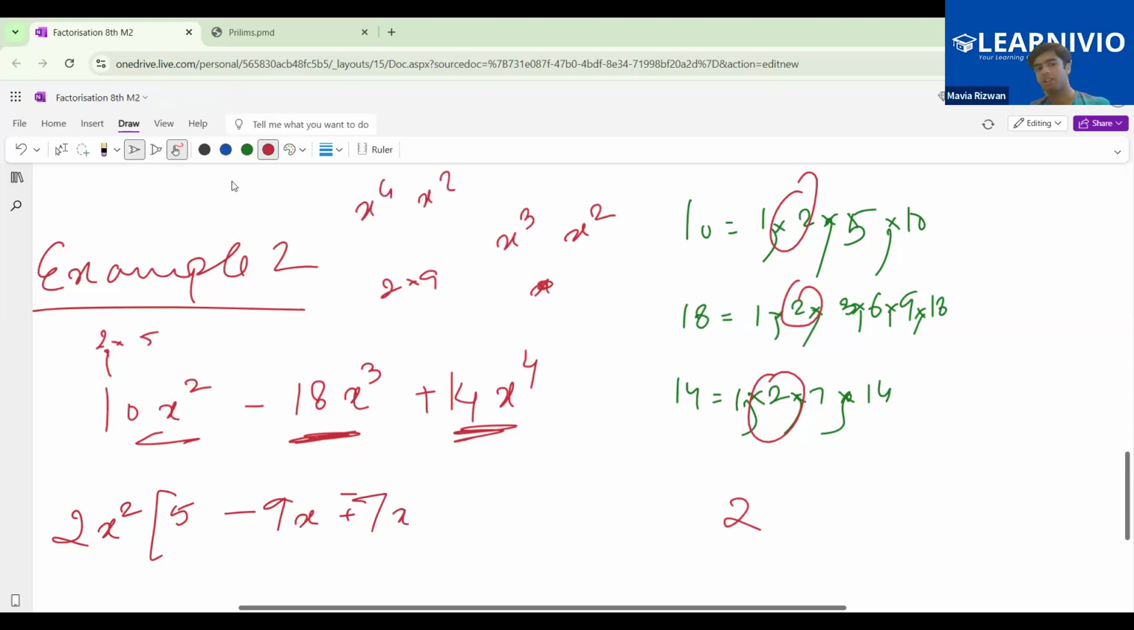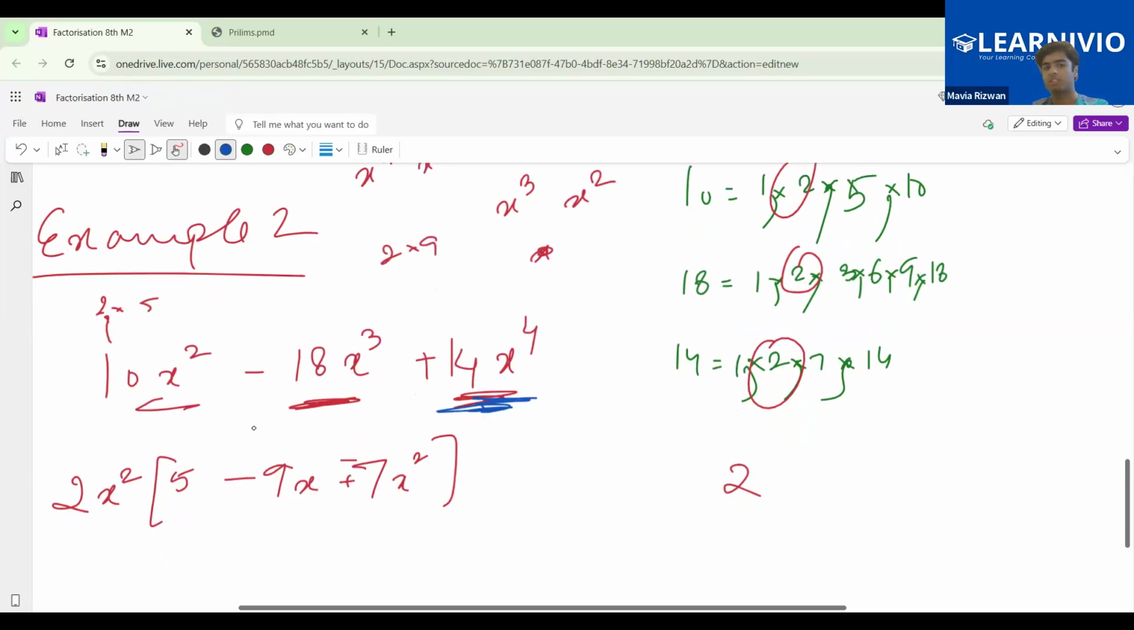How is this possible, guys? See, if you multiply back 2x square into 5, that is 5 2s are 10, so 10x square. 9 2s are 18, minus 18, x square into x means x cube. 2 7s are 14, x square into x square is x raised to the power 4. Basically, eventually you will be getting this. I hope this is clear to you all.